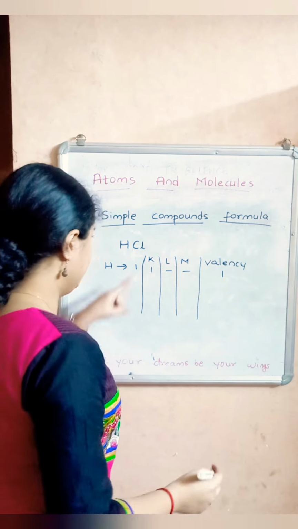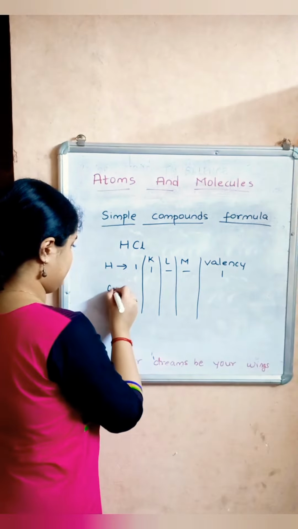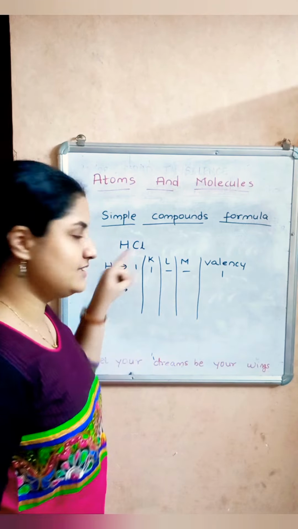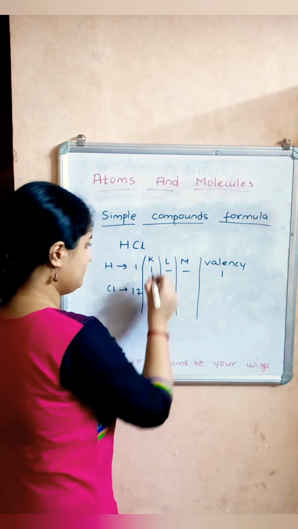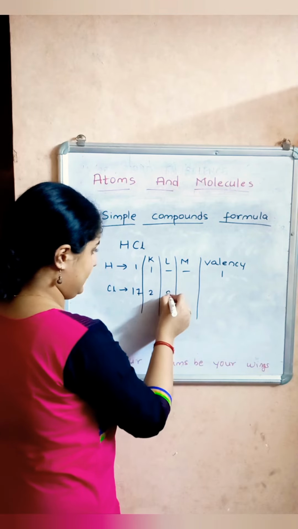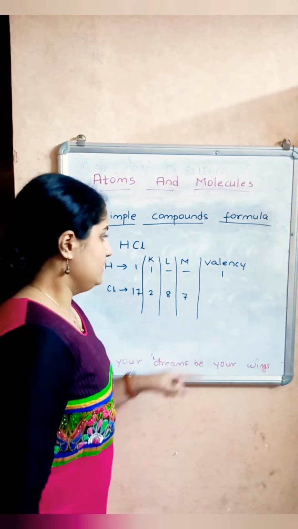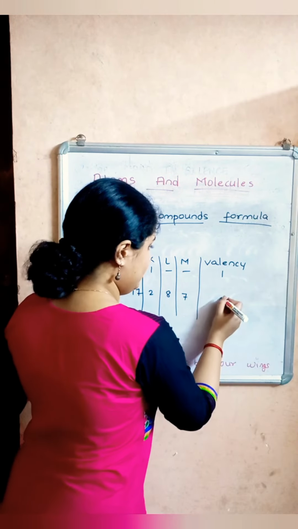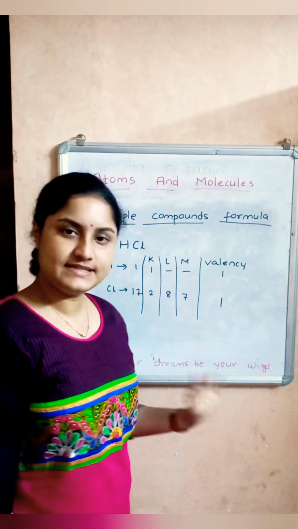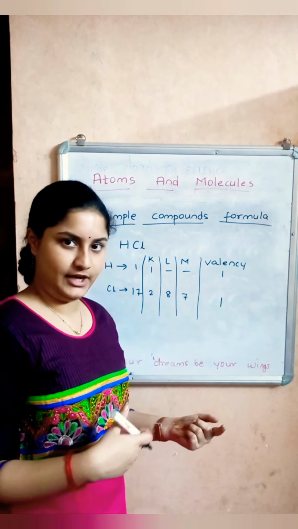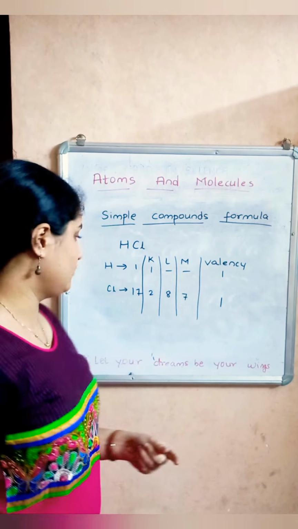Right? Now, Cl. What is the atomic number of chlorine? It's 17. So, it will be 2, 8 and 7. Now, its valency will also be 1. Okay. Why? Because instead of losing 7, it will prefer to take 1 electron. Right? To gain 1 electron.